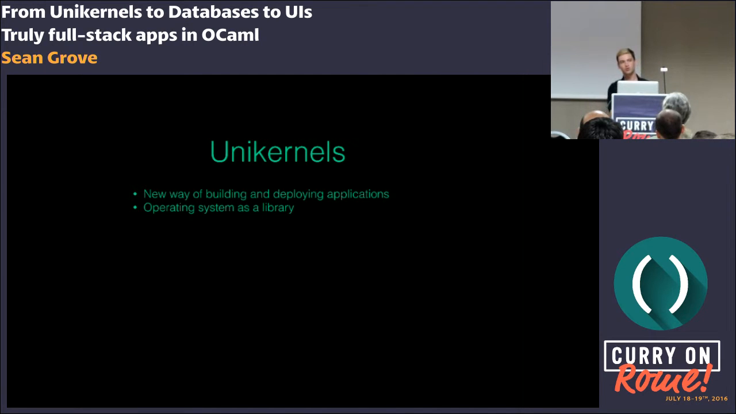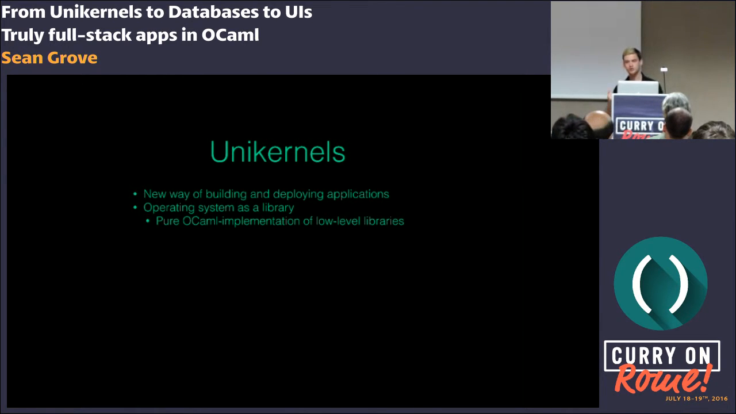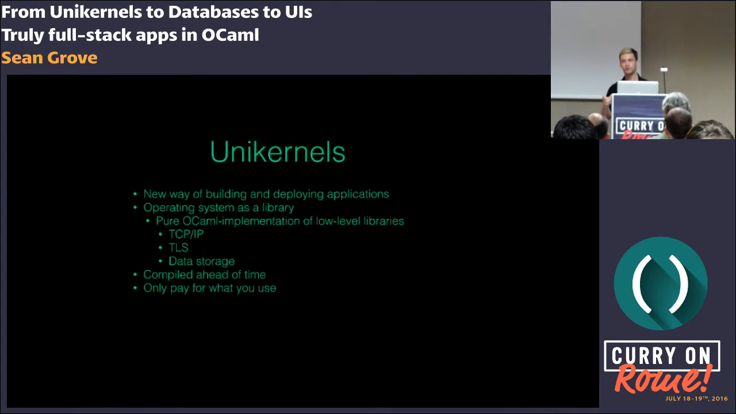We're going to say, well, we're going to write an entire operating system in OCaml, but as a library. And at compile time, you only pull in the libraries that you actually need. Right? So if you need a TCP stack, we'll pull that in. But if you don't, we don't put that in. And that's actually very, very difficult to do with traditional kernels. So this means that there are a lot of pure OCaml implementations of very low-level system libraries. So things like TCP stacks, implementation of TLS, different forms of data storage. Your application will compile ahead of time, and you only pay for what you use.